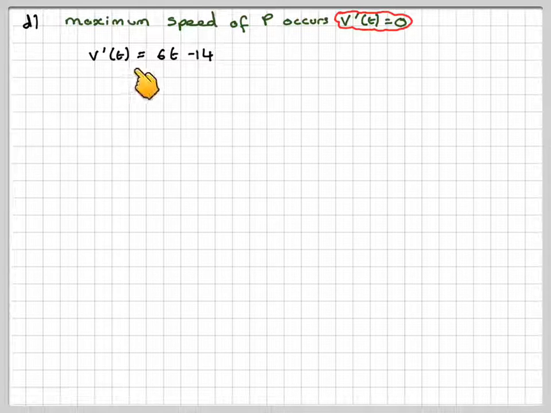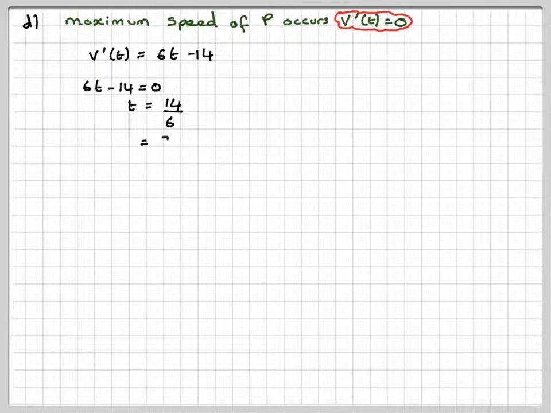Right, the maximum speed of p occurs when the velocity function is equal to 0. So when v dash of t is equal to 0, so v dash of t is equal to 6t minus 14. At maximum speed there's no acceleration. So we get 6t minus 14 is equal to 0. t will be 14 over 6, which is 7 over 3 seconds.